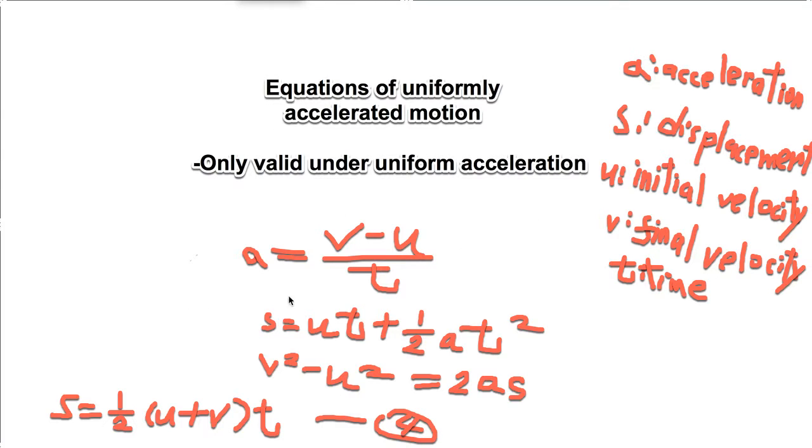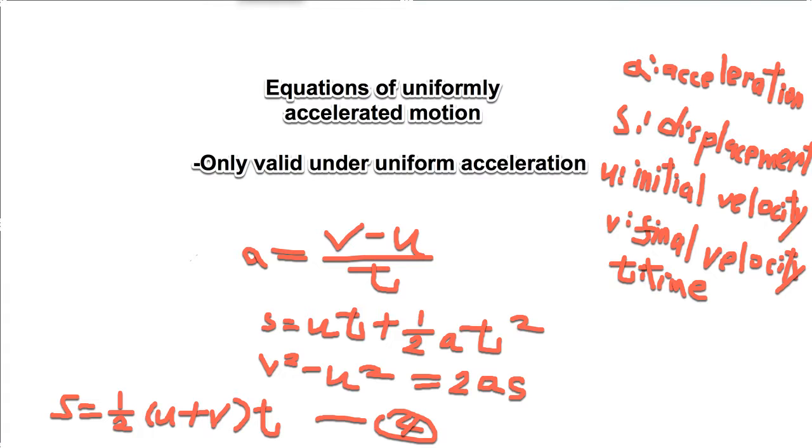For these four equations, mainly you just have to understand what each symbol represents, and always be careful to make sure your quantities are in the right units before you use them. You don't really have to know how to derive these equations except a equals (v minus u) over t. That is the definition of acceleration.